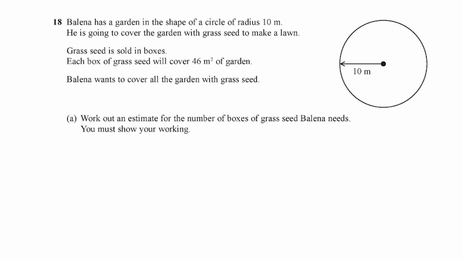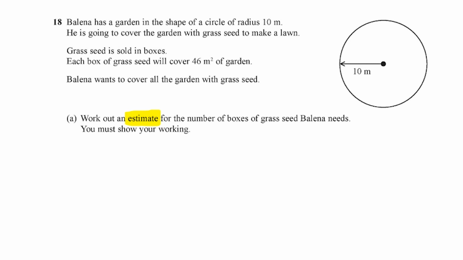Grass seed is sold in boxes, and each box of grass seed will cover 46 square meters of garden. Belina wants to cover all the garden with grass seed. Work out an estimate for the number of boxes of grass seed Belina needs, and you must show your working. Right, so the key to this question is that it says to estimate. That means they want us to round off the numbers, not in the answer, but in the numbers that we use to find out the answer.